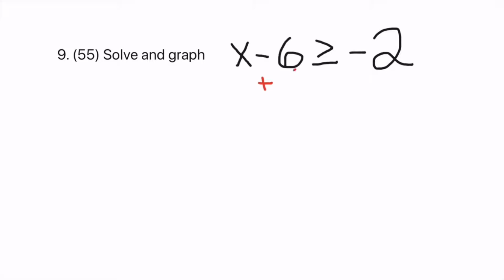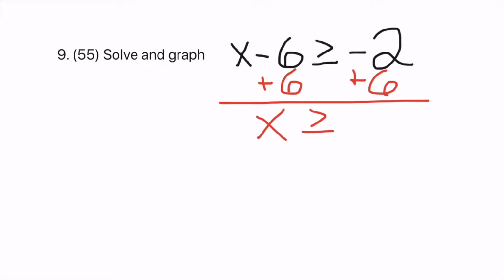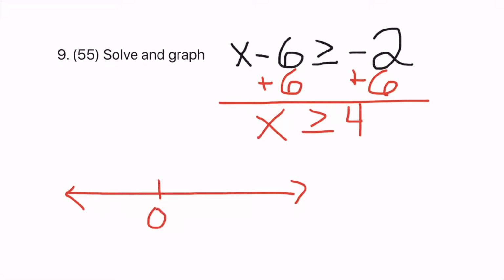So the opposite is to add 6 to both sides. We're left with x is greater than or equal to -2 plus 6. That's going to give us a +4. And if I go graph this, put 0 there, 1, 2, 3, here's our 4. And notice it's greater than or equal to, so that's going to be a closed circle. And we want all the numbers that are greater than 4. So all the numbers greater than 4 are going to be going to the right.